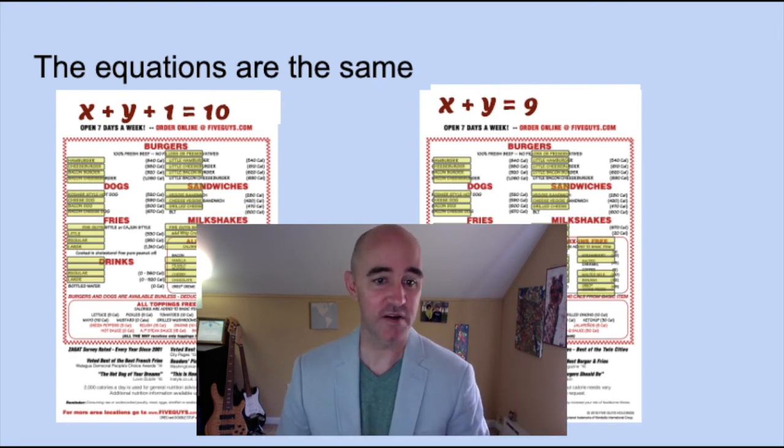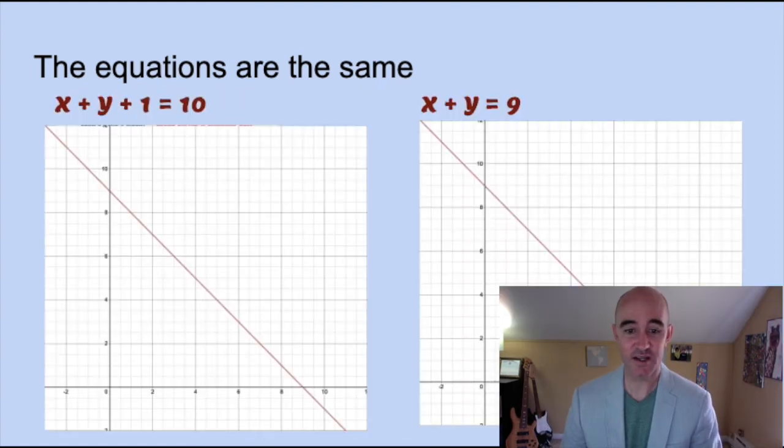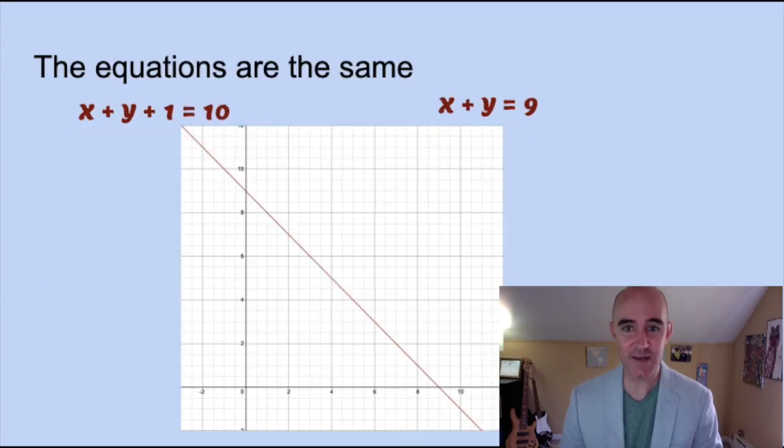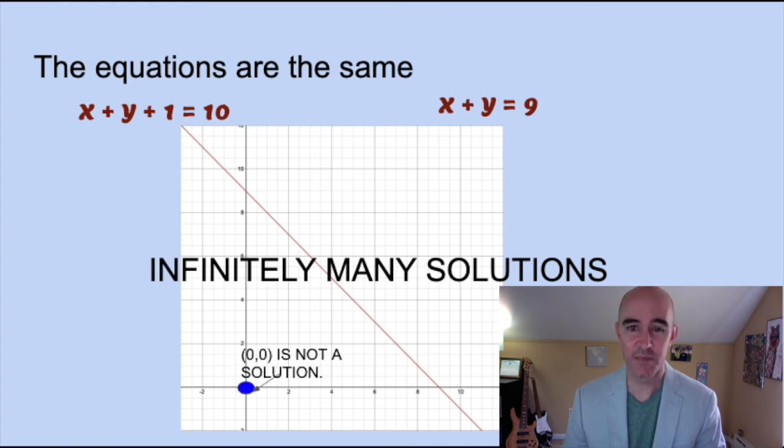To look at that graphically, they're exactly the same graph. We can graph them together, and they intersect all over the place. In fact, they're the same line. We would say that this has infinitely many solutions, which does not mean that anything is a solution. 0, 0 is not a solution to either of these, but it means that anything that's a solution to one of them is going to be a solution to the other. And like we saw earlier when there was just one equation, there are infinitely many points that satisfy that equation.